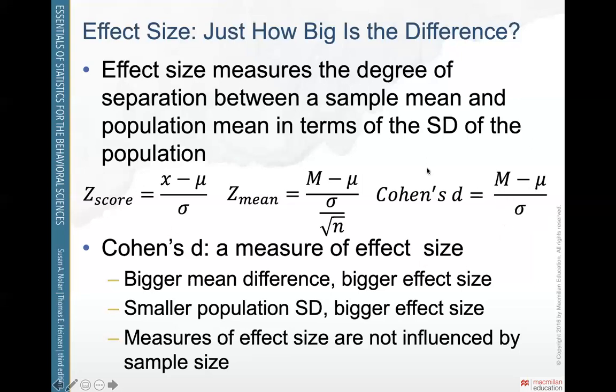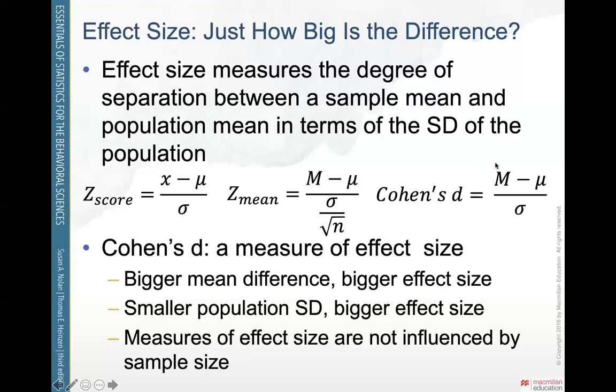You kind of combine elements of each of these two types of z's, and that gives us Cohen's d. So I'll show you some more pictures and stuff related to Cohen's d here in a second. But some conceptual things which are important about Cohen's d is that the bigger the difference in the means between the sample mean and the population mean, the bigger Cohen's d is going to be. And that makes sense if you just look at the Cohen's d equation.